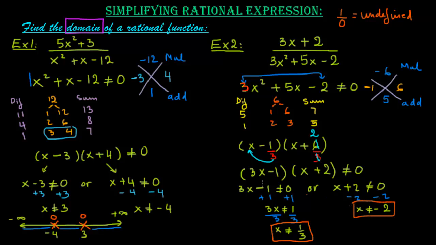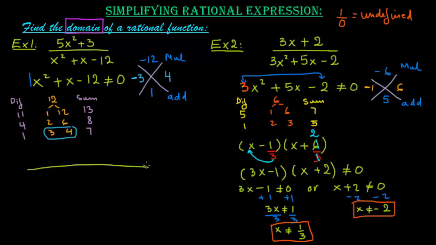To write this answer in interval notation, we need to put both of them on the number line, so I need some space here. I'm going to erase this. We draw a number line from negative infinity to positive infinity, then mark 2 points for the two solutions, 1/3 and -2. -2 is smaller because it's negative, so -2 goes first, and then 1/3. So x can be any number except -2 or 1/3. If you want, you can use an open circle for them.